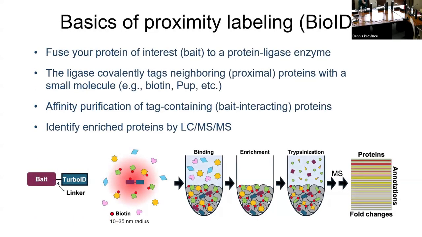So here's the basic idea of proximity labeling. In this case, the term is used interchangeably sometimes with BioID. BioID really refers to a subset of proximity labeling experiments, and this falls under the BioID umbrella. But the basic idea is, of course, you fuse your protein of interest, which we can call a bait, to a protein ligase enzyme. In this case, it's a particular ligase, and we're fusing it to our bait: something called TurboID. So this is a biotin ligase, or maybe more accurately, a biotin activating enzyme.